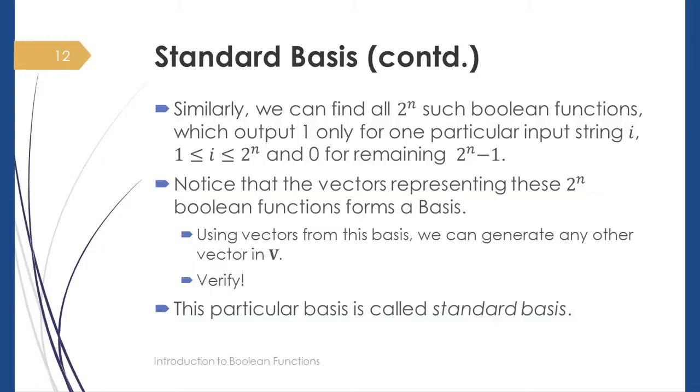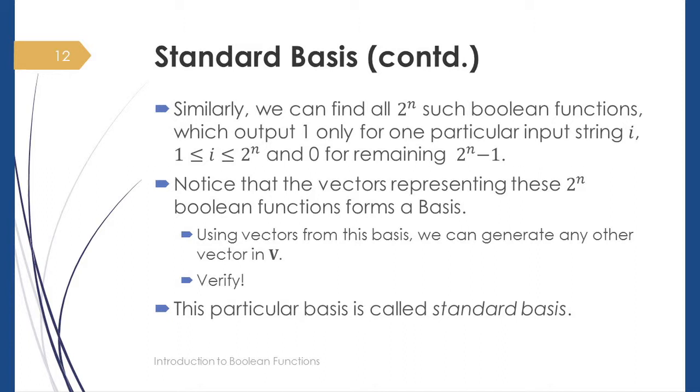Okay? Now think about the vector representation, namely the output vector representation for each of these functions. What you have is for the first function a 1 in the first row of the column vector, for the other functions a 1 in subsequent rows, so in particular for the ith function a 1 in row i. This set of vectors we claim form a basis for vector space V of Boolean functions, and in particular it forms also a standard basis.